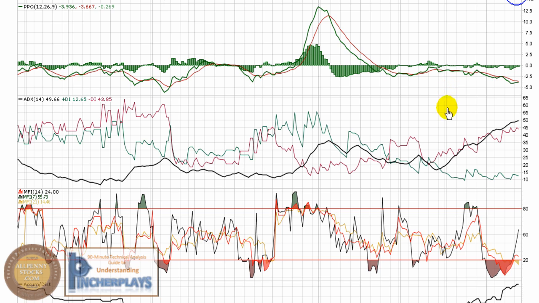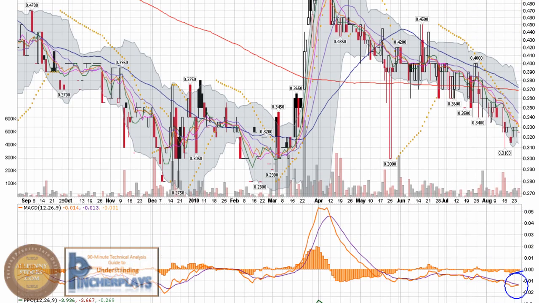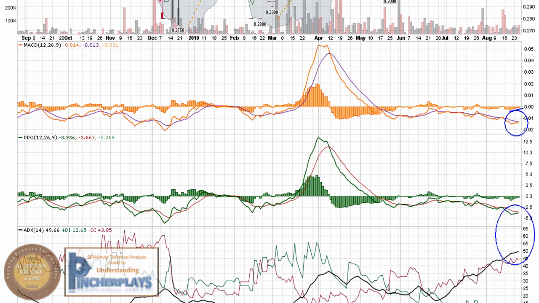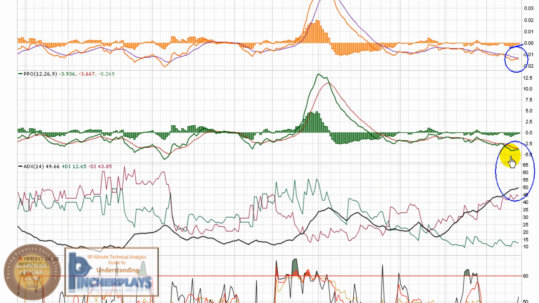PPO, about in the same position. This is what we call a loose pincher formation. Stocks that don't trade with a great deal of volume, you see this had 60,000 shares traded today, the PPO tends to not want to drop as deep. You'll see some that are 40, 50 below the zero line. With lower volume stocks, they typically don't want to go that deep.